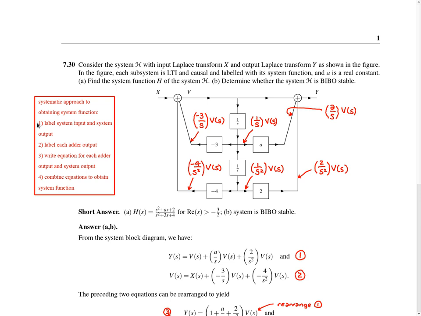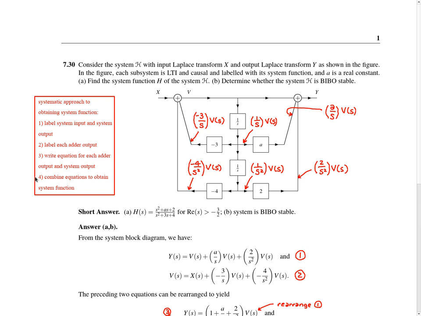Firstly, we label the system input and system output if they're not already labeled. Secondly, we label each adder output that's not already labeled. Thirdly, we write an equation for the system output and each adder output. And then lastly, we combine these equations to obtain the system function. In what follows, we'll adopt this systematic approach for our solution.